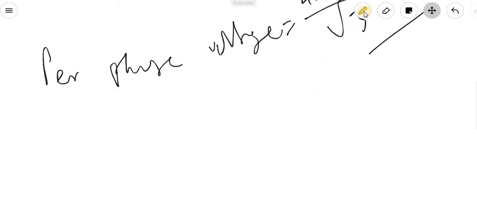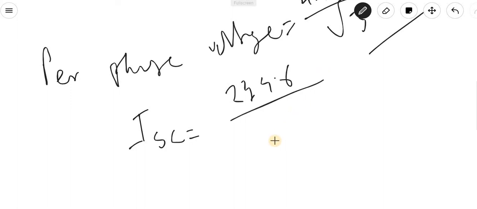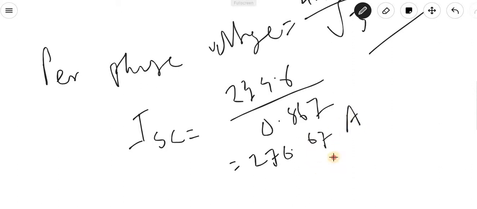Now the current. So short circuit current ISC will be 240 divided by 0.867, which is around 276.67 ampere. Okay.